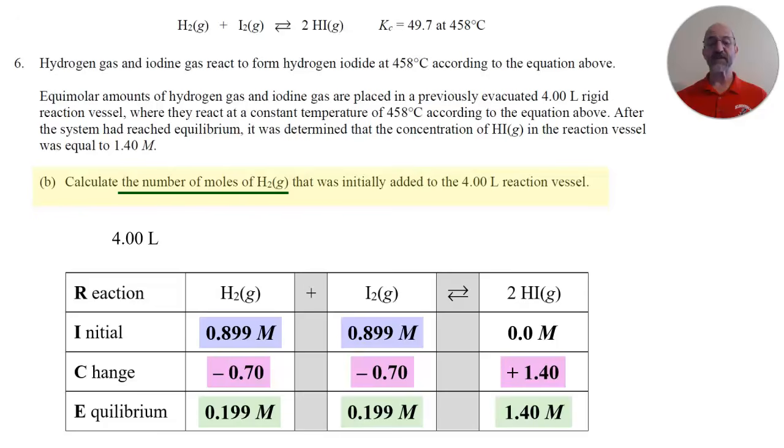So I will use 0.899 moles per liter as a conversion factor. So 4 times 0.899 will give me the answer to part B of question 6. When I do that math, I get 3.60 moles of hydrogen were added initially to the 4-liter reaction vessel. So that's my answer to part B. So that RICE table was very helpful, especially in answering part B of question 6.